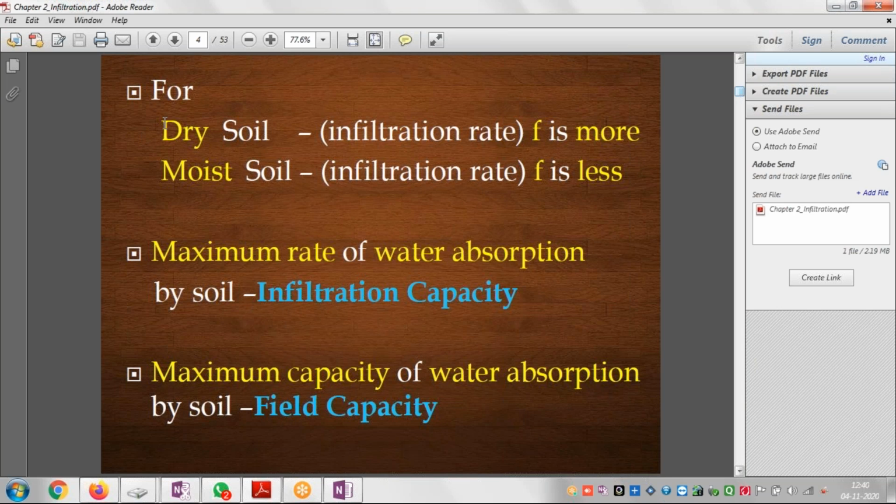Now the other point is, if dry soil is there, then what will happen? If water is already available in the soil, then infiltration will be less. So for very dry soil, infiltration will be more. That is another point. Capacity means the same thing.